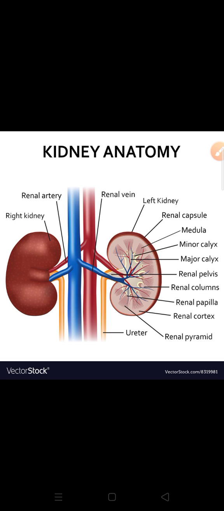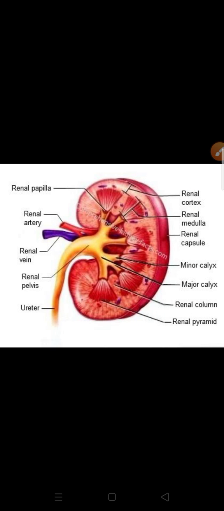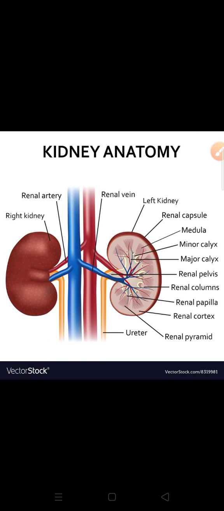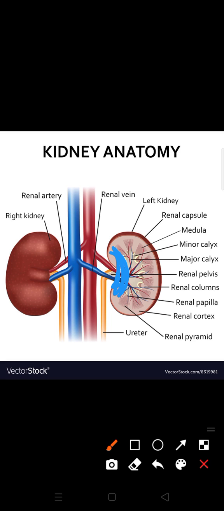The concavity of the kidney is known as the hilum or hilus renalis. You can see the concavity of this portion. Clear? This portion is always directed inward. The kidneys are asymmetrical in position.